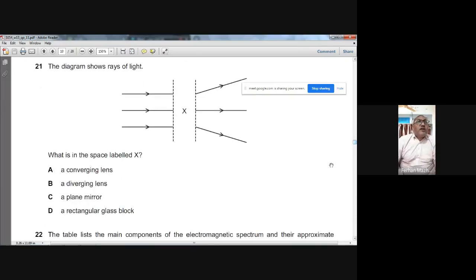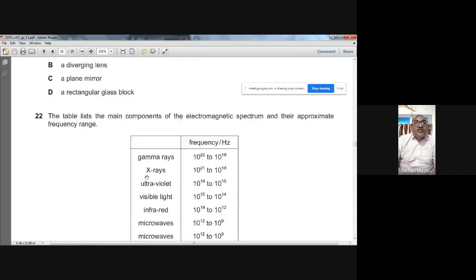Question number 21. The diagram shows rays of light. What is the component labeled? You see that parallel rays were coming and are passing through this portion. Something is here. They diverged. So what diverges the light? In our course it is the diverging lens. It diverges the light. So for question 21, the option will be B, diverging lens.